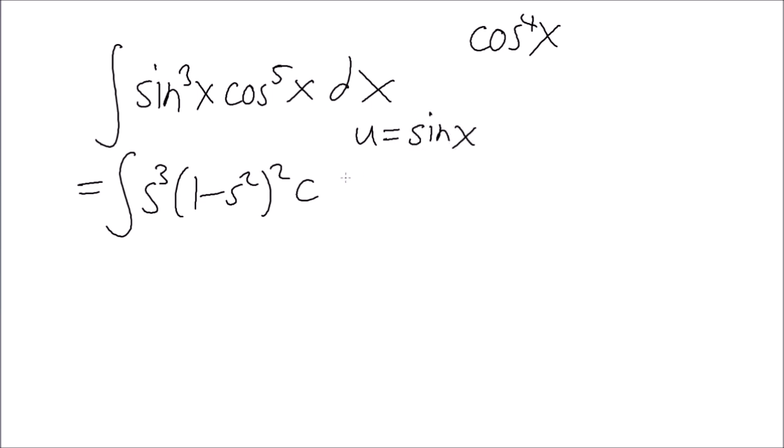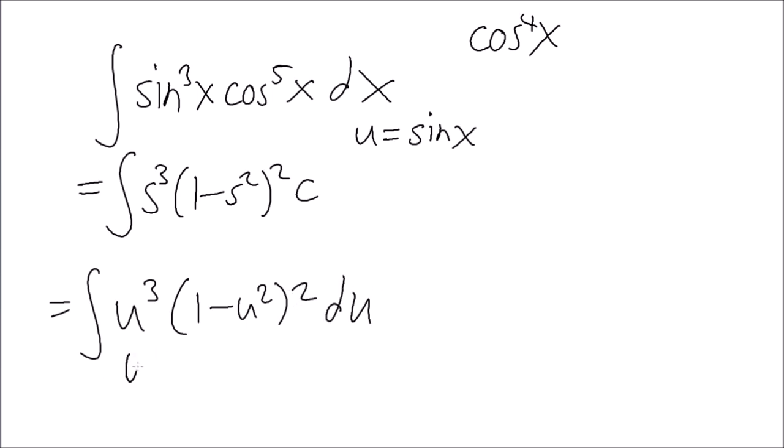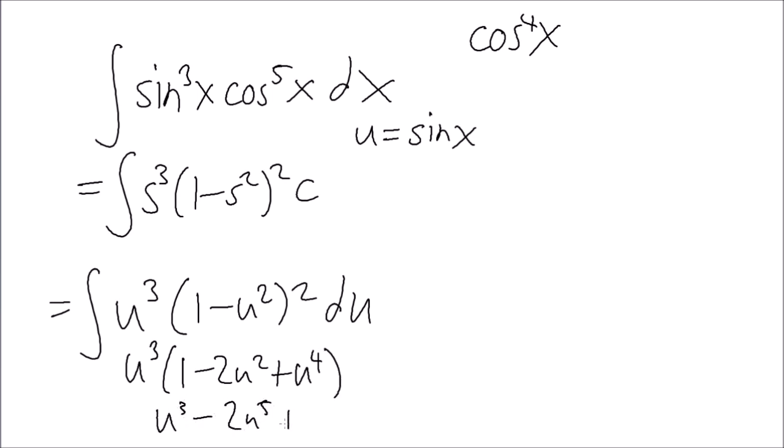U equals sine of x. The du will take care of this. We get u cubed times 1 minus u squared. It's a little tedious, but sometimes we just have to do the algebra. And then this simplifies to u cubed minus 2u to the power 5 plus u to the power 7. Okay. Simplified. And now we go ahead and integrate. This would be our answer.